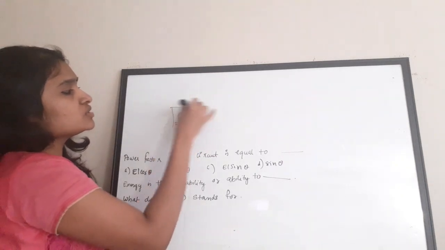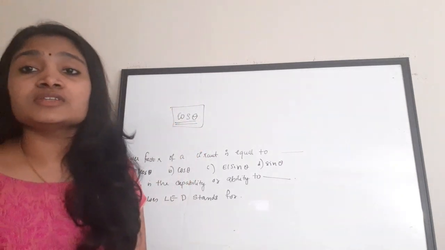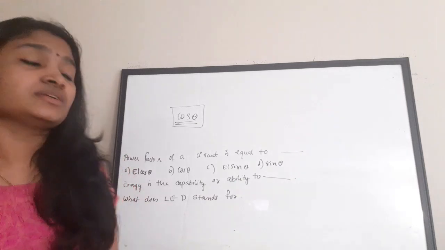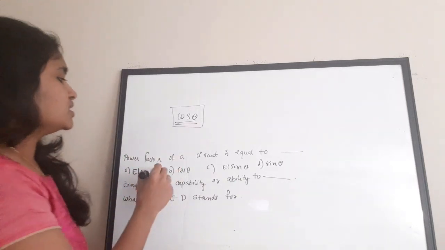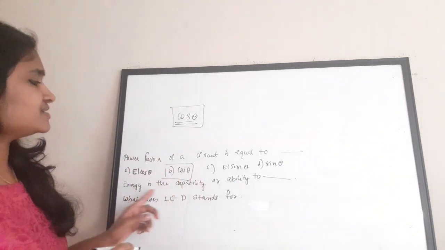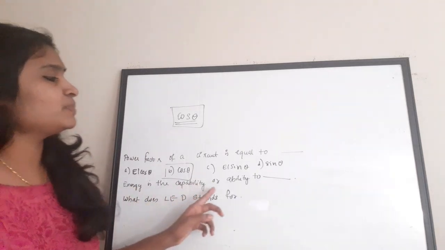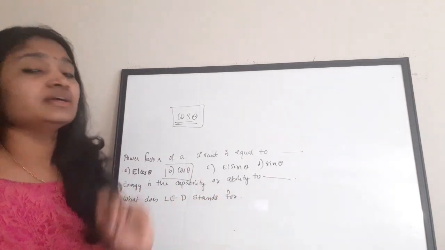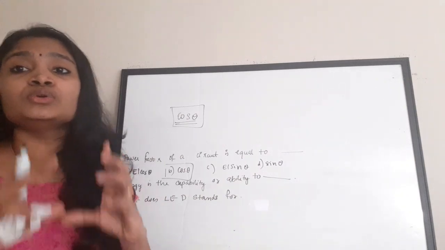Okay. So the cos theta component is always contributing to the power factor of a circuit. The correct answer is option B, which is cos theta. Next question is actually a very simple question. Energy is the capability or ability to dash. Energy is the ability to do work.